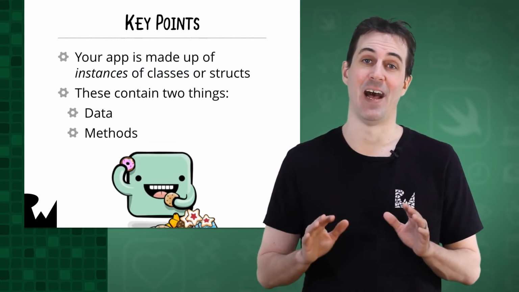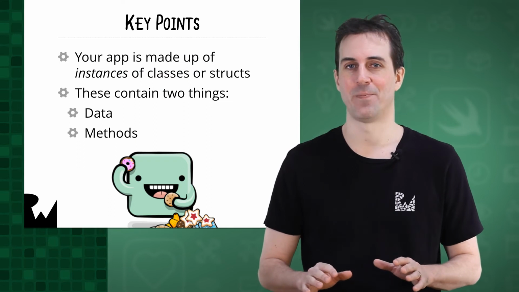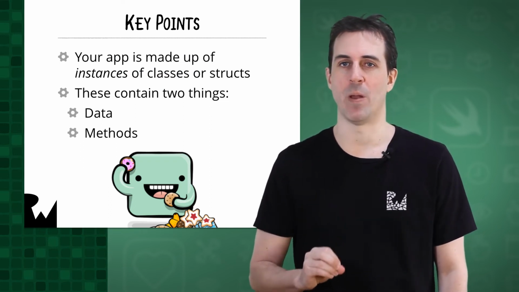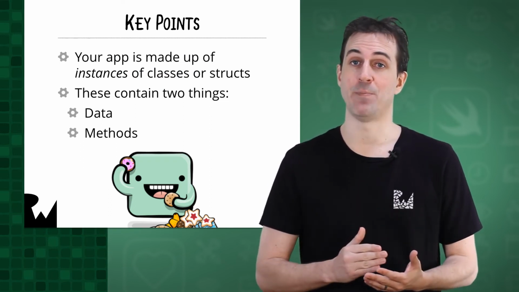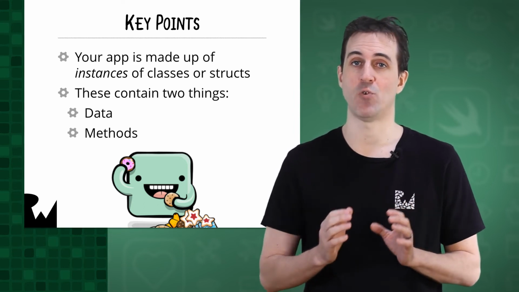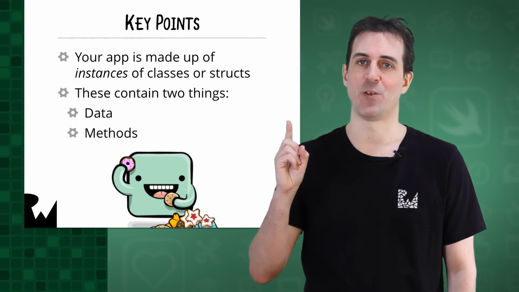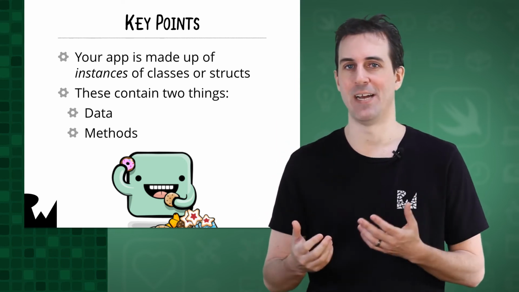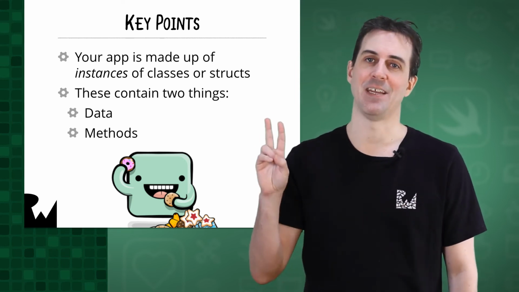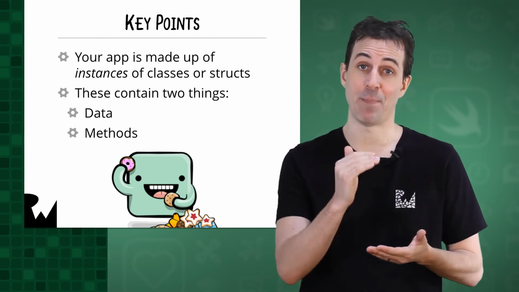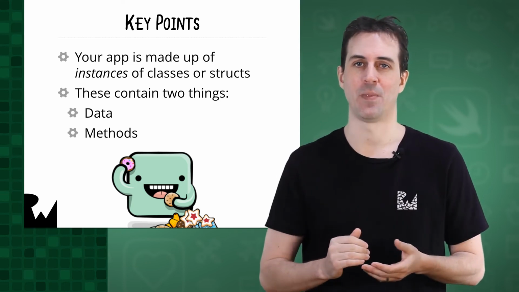Okay, that was a lot. Let's review some key points. The most important thing to remember from this lecture is that your app is made up of instances of classes and structs and that they contain two things. First, they contain data, like the money to buy ice cream with. And second, they contain methods, like the steps involved in buying some ice cream.